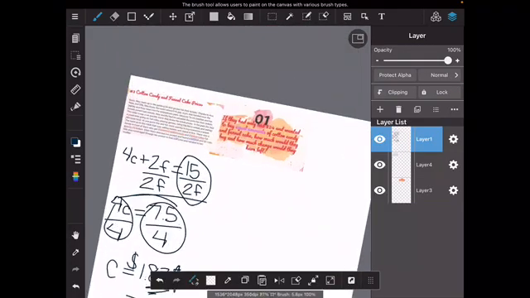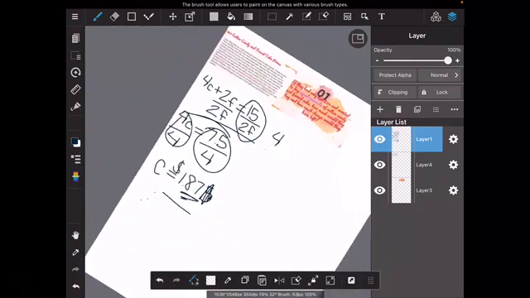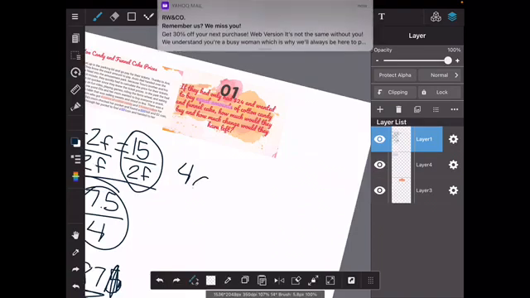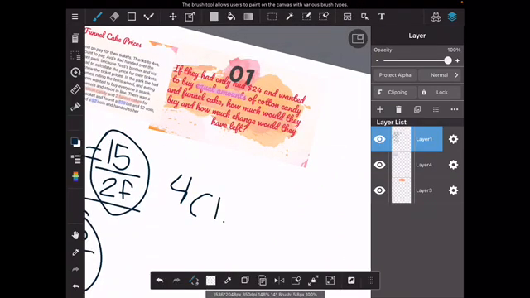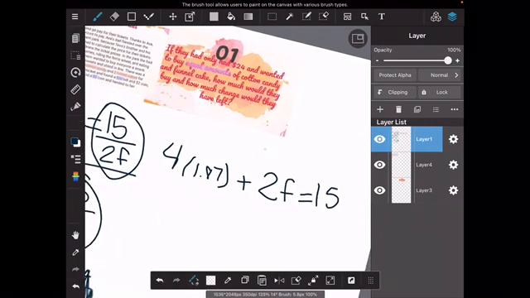Now we need to find out how much the funnel cakes are worth. So I'm going to rewrite it, but instead of putting C like we did over here, we're going to replace C with 1.87, like that. Let me rewrite it. 1.87. Then we're going to write the rest of the expression. So plus 2F equals 15. Now we're going to solve this.